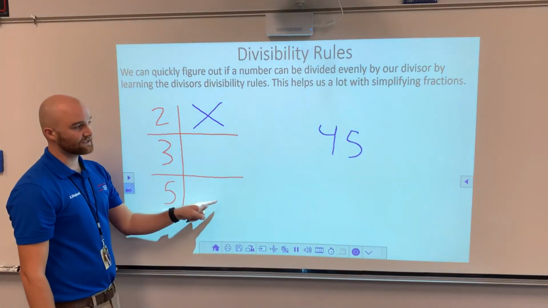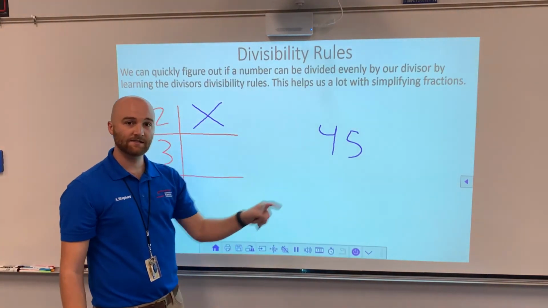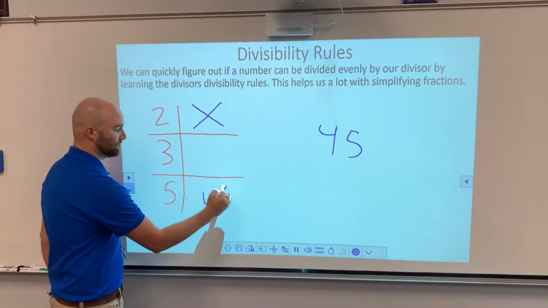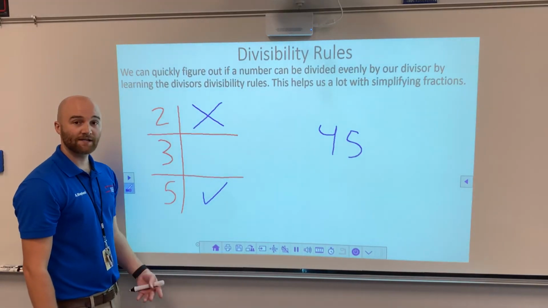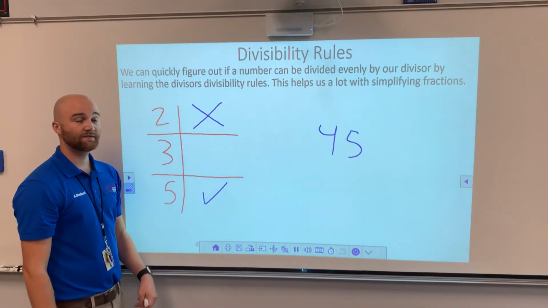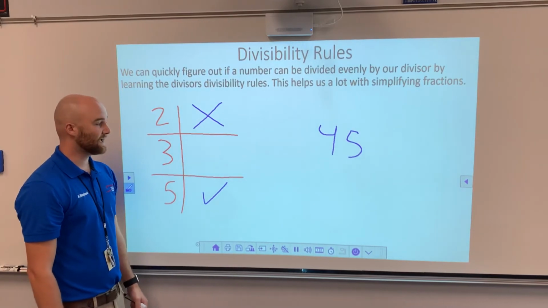Does it end in a 0 or a 5? Yeah, it ends in a 0 or a 5, so it's divisible by 5. If I divide 45 by 5, I'll get a nice, neat number. 45 divided by 5 gives us 9.